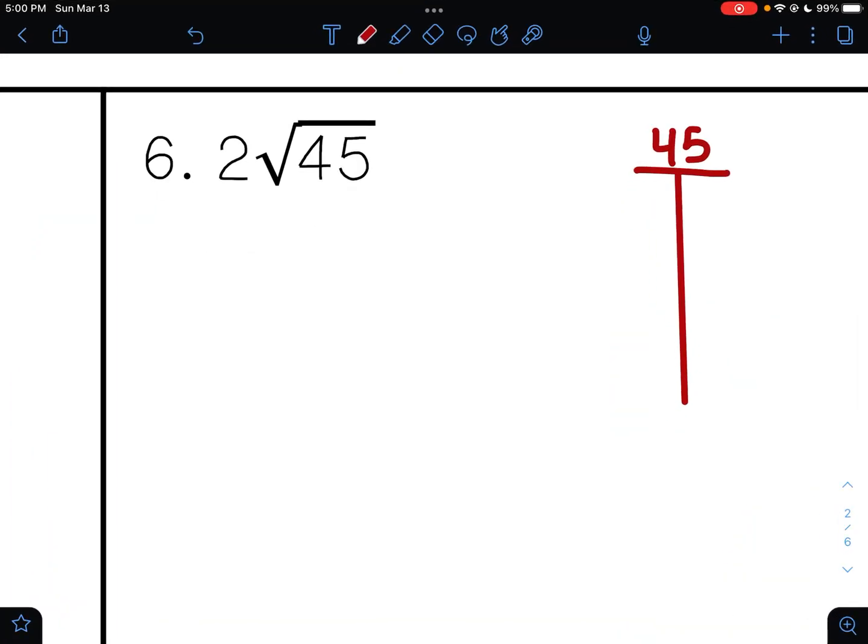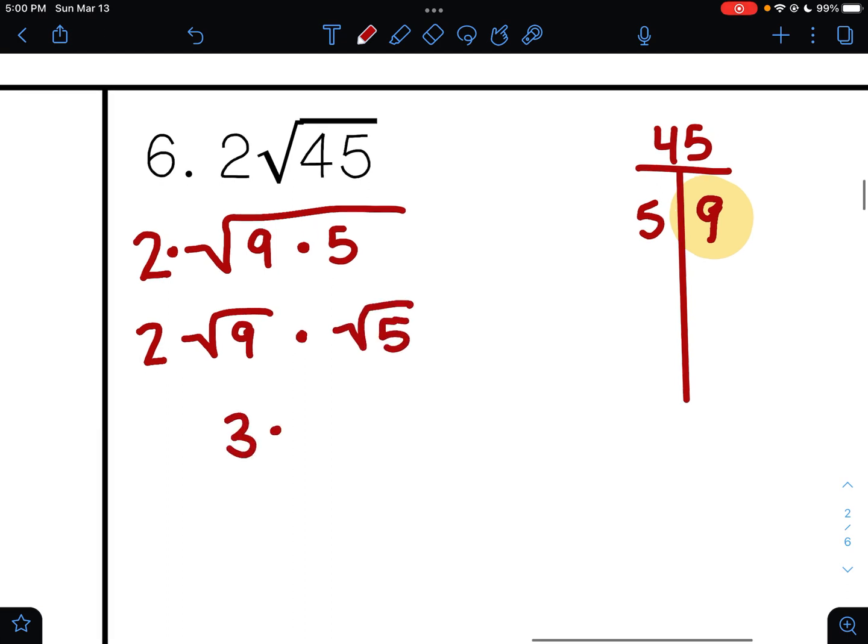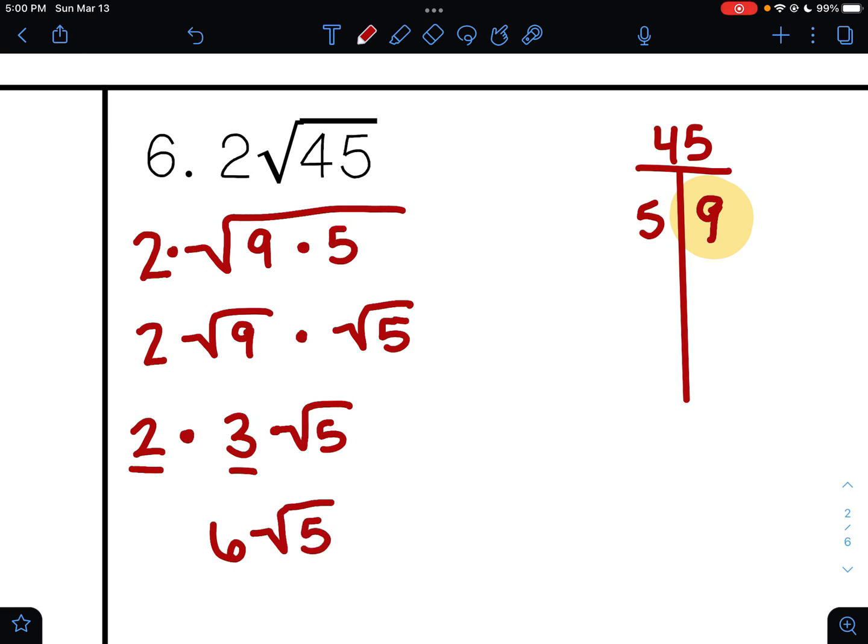So I'm just going to write it here again because 9 is our perfect square. This 2 just tags along, and it's being multiplied. So we have 9 times 5. Then we have the square root of 9 times the square root of 5. The square root of 9 is 3 times the square root of 5. And then I have this 2 that's being multiplied, so I can multiply the numbers on the outside together. 2 times 3. So we get 6 square root of 5.